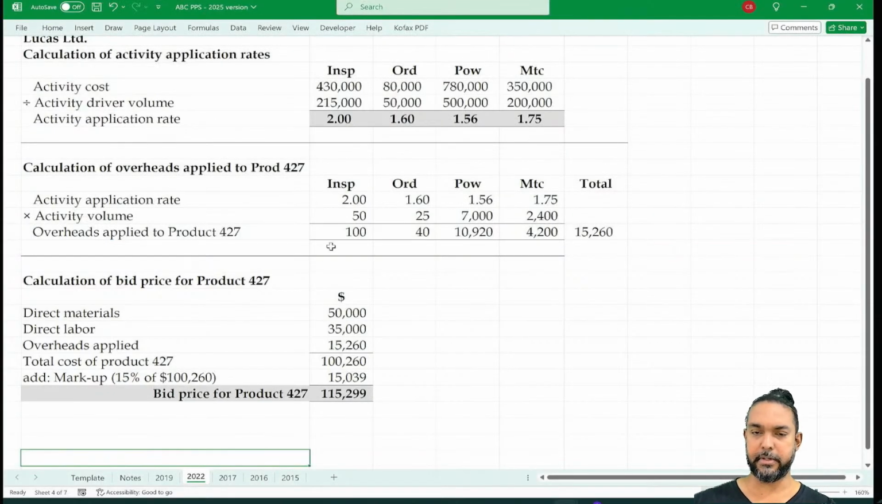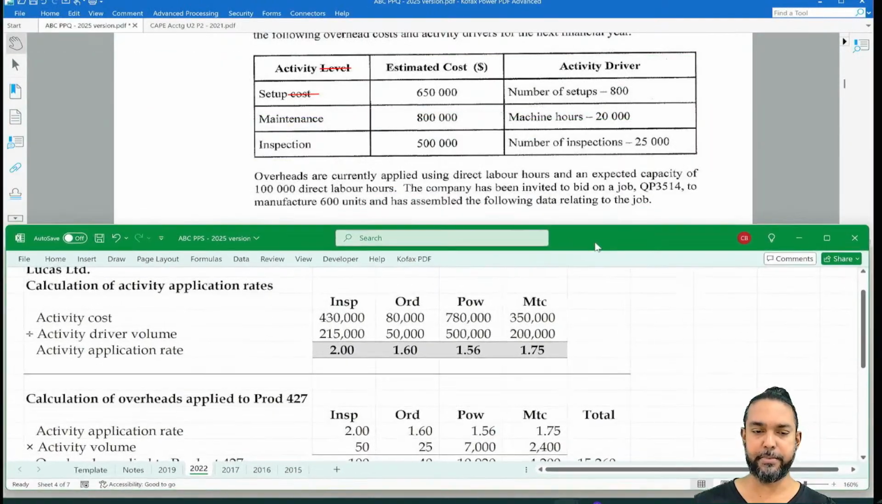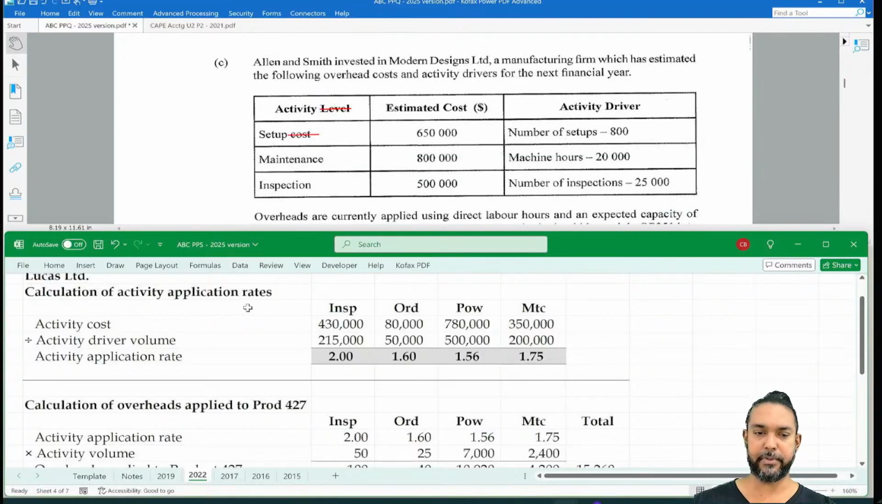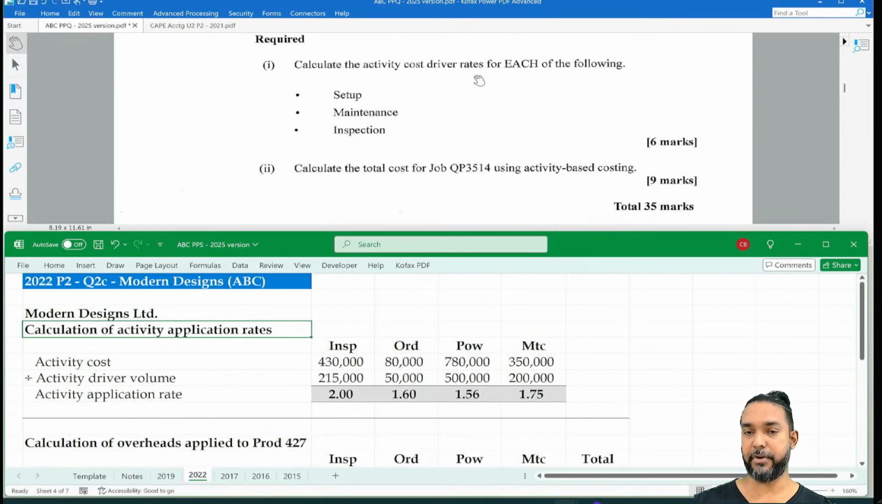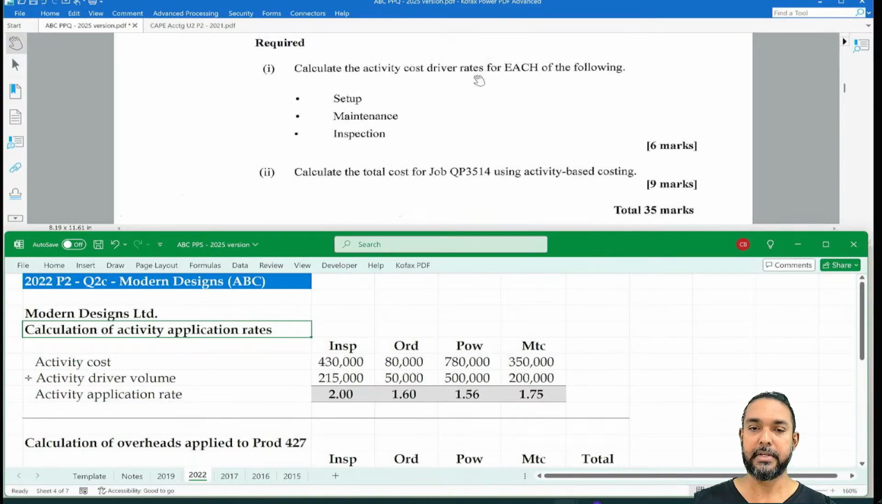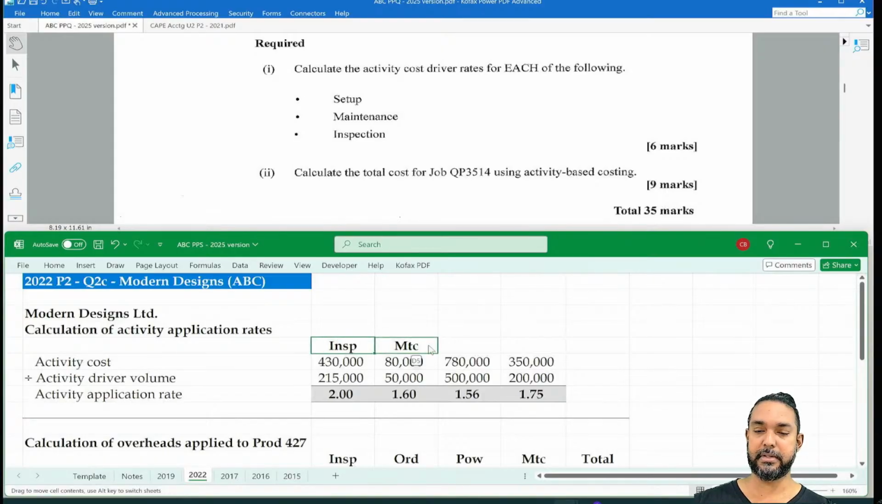Okay, right. So like I was saying, let's put that down. I'm just gonna repurpose, just gonna relabel some of these things. So this is Allen and Smith, right? So this is 2022, paper 2, question 2, part C. And this is Modern Designs Limited. So the first thing they wanted was the activity cost driver rates, right? So application rates. Setup, maintenance, and inspection. As you could see, they do kind of reuse some of the same items.